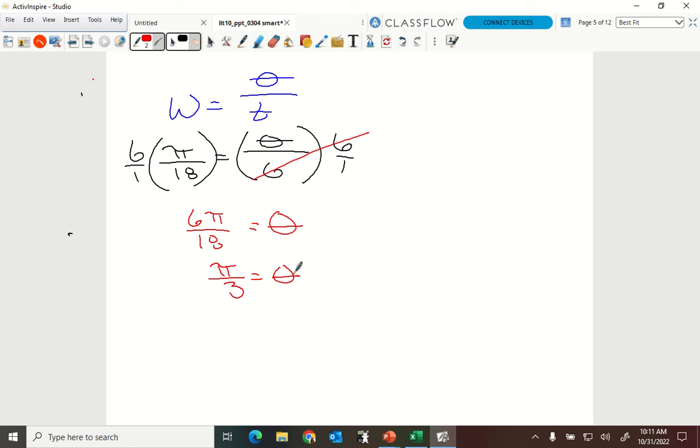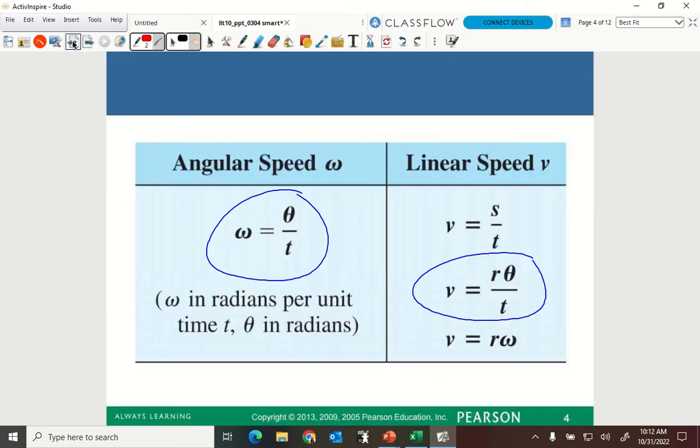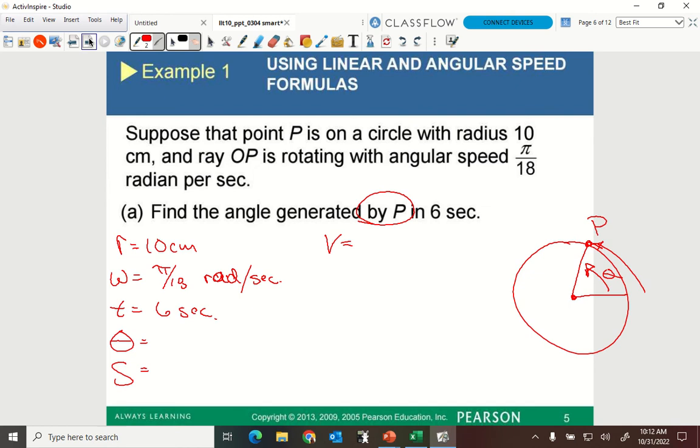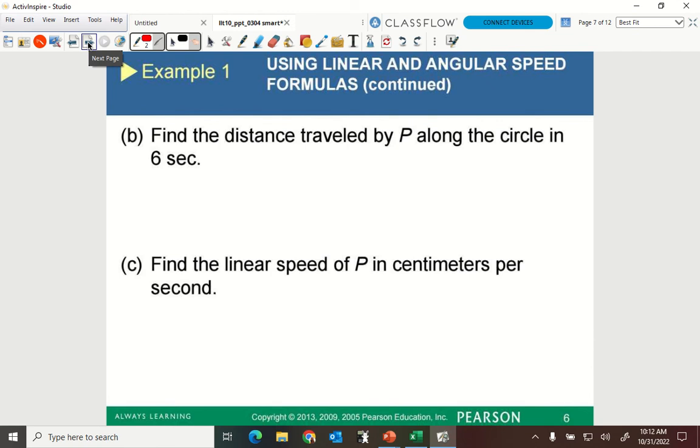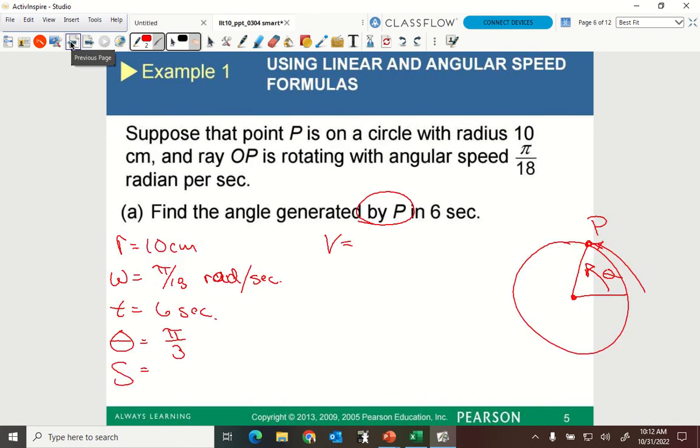That's not too bad, right? Like I said, some algebra was involved. So we got this one, and we said that one is pi over 3. The next one over here says find the distance traveled by P in the circle in 6 seconds. Distance. So now let's go over here.